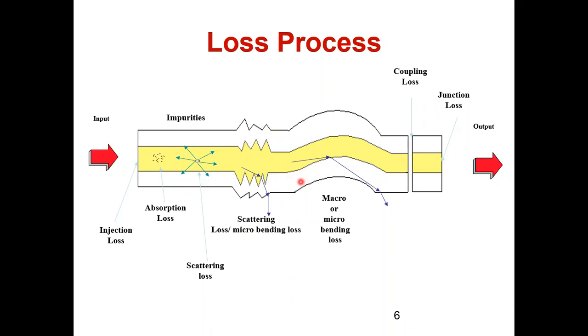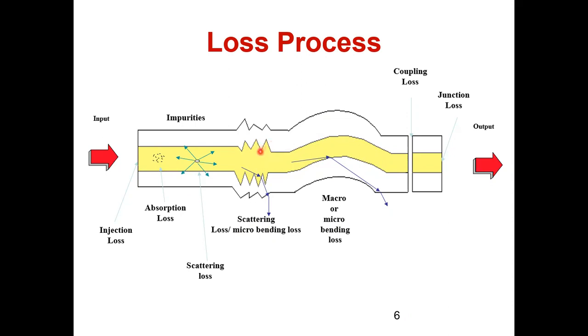Then I have macro bending loss. Macro bending loss will happen, as you know, when I lay down the fiber along the roadside, where there are turns and twists and all. So I have these bends, and due to that bend also I have losses. This type of loss, which is due to bending of the fiber, is called macro bending.